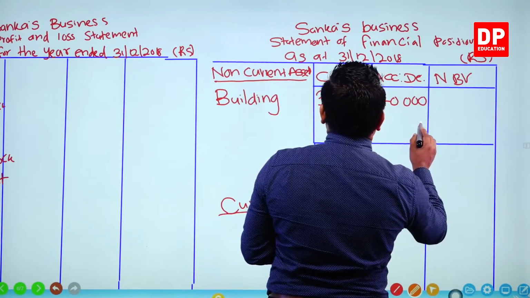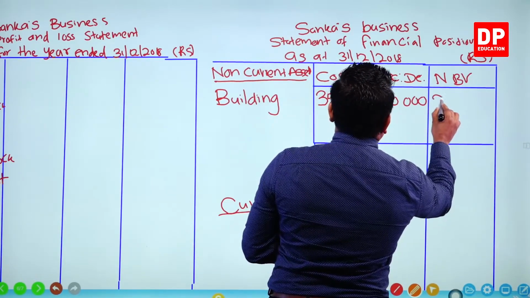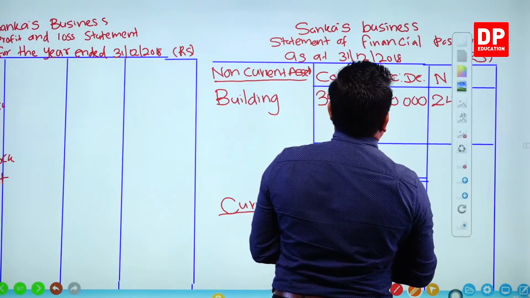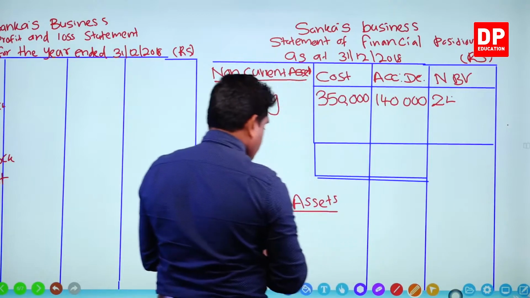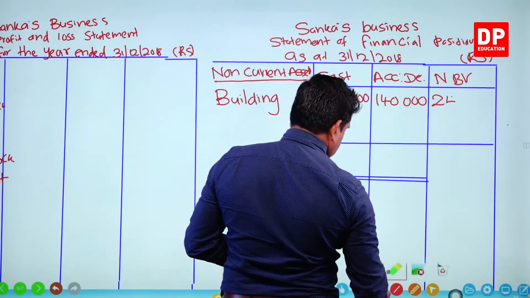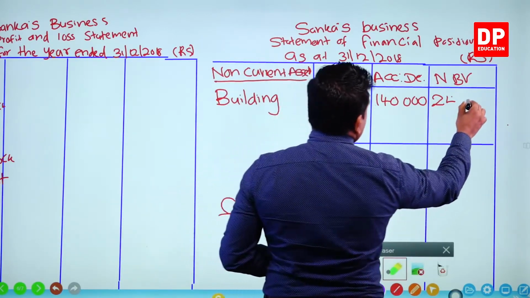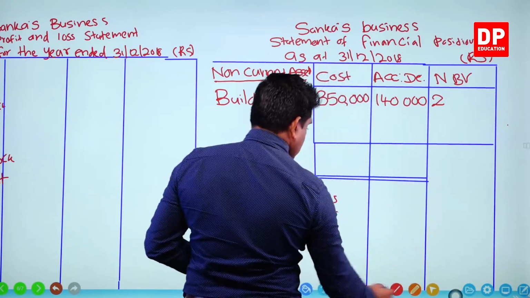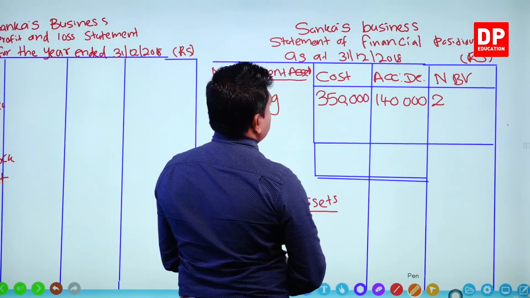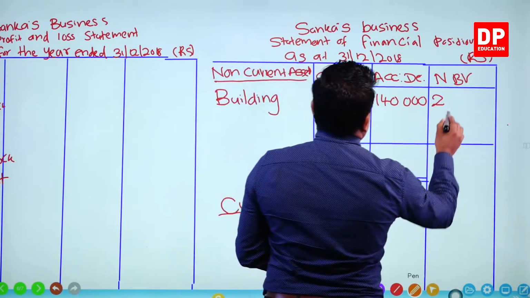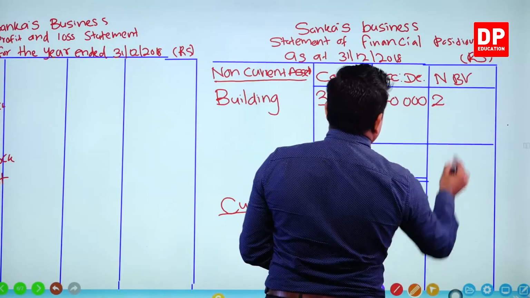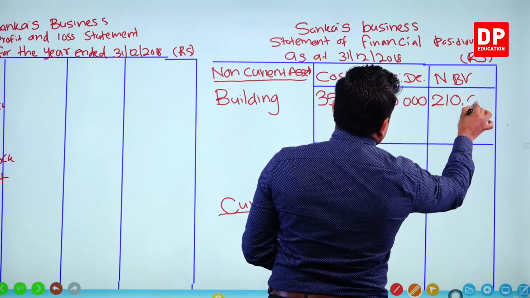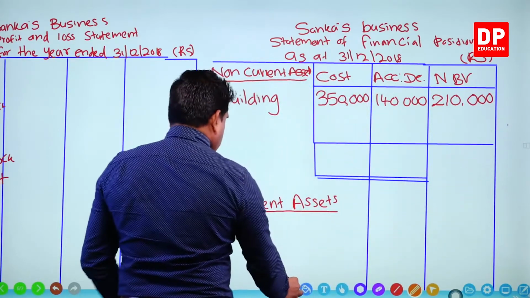Then how much? 240, not 240. It should be 10,000, right? 10,000.